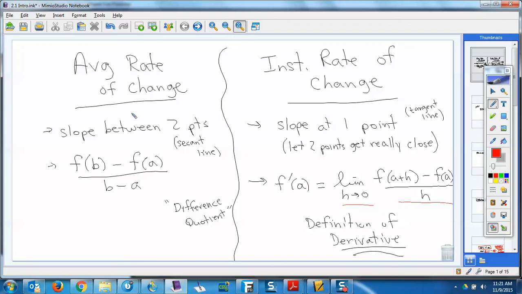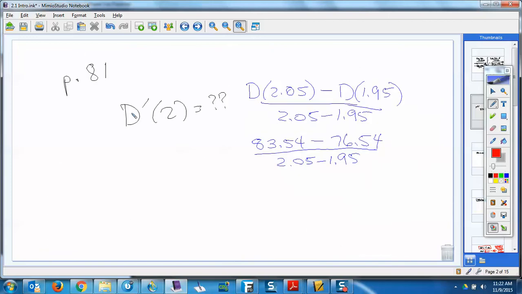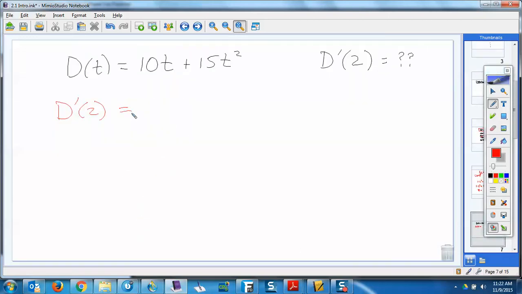Okay? Now we're not going to pick a particular H. We're going to write out this limit thing. So here we go. I'm just copying down the formula now. Limit as H approaches 0. Got my difference quotient.